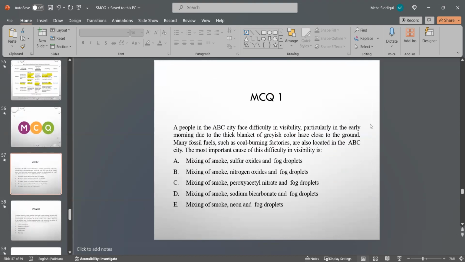Now coming to MCQs. MCQ number one: people in ABC city face difficulty in visibility, particularly in the early morning, due to a thick blanket of grayish haze close to the ground. Many fossil fuel users such as coal burning factories are also located in ABC city. The most important cause of this difficulty in visibility is: mixing of smoke, sulfur oxides, and fog droplets; mixing of smoke, nitrogen oxides, and fog droplets; mixing of smoke, peroxyacetyl nitrate, and fog droplets; mixing of smoke, sodium bicarbonate, and fog droplets; mixing of smoke, neon, and fog droplets.